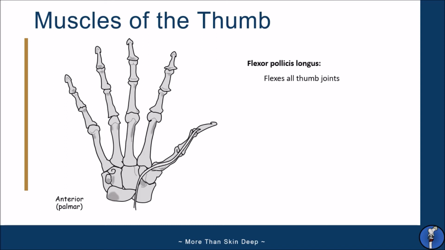The largest muscle acting on the thumb is the flexor pollicis longus, which originates in the forearm and enters the hand via the carpal tunnel. It inserts into the base of the distal phalanx of the thumb and flexes all of its joints.